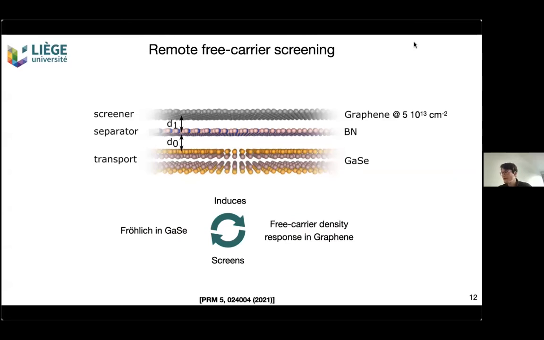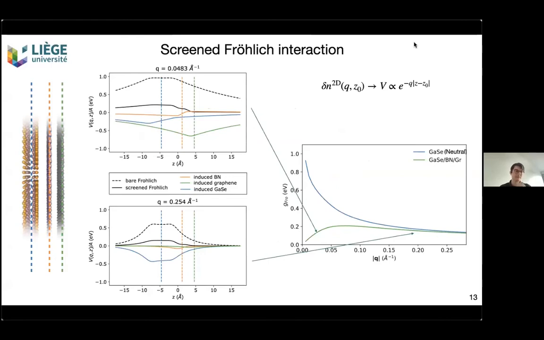And hopefully we can get rid of this Fröhlich interaction and increase the mobility. Okay, so we plug this system in our flow model and solve it to see a little bit what happens. So here we plot some potential as a function of the out-of-plane variable, and for two momenta that are in a range that is relevant for transport, because this is usually what I look at. So those momenta are at both ends of this range, so rather small and rather large.